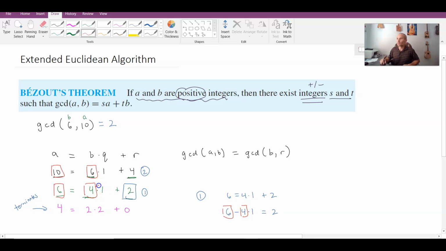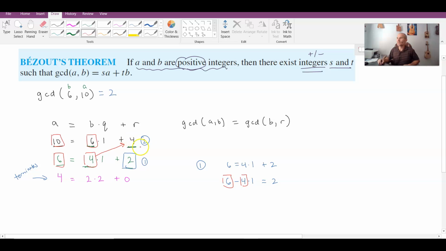From our last step, we see that 4 is actually a function of 10 and 6. So in this next step, I'm going to realize that and use step 2 to indicate that 10 is equal to 6 times 1 plus 4, and therefore 4 is equal to 10 minus 6 times 1. Now notice that I'm not combining these values.